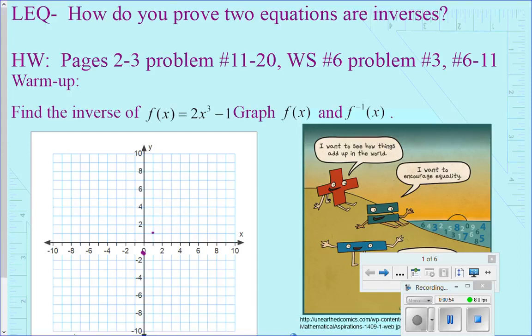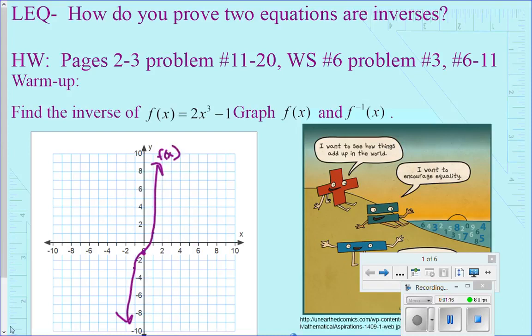Let's get one more point. How about negative 1 cubed is negative 1, times 2 is negative 2. Negative 2 minus 1 is negative 3, so negative 1, negative 3 right there. Now I have enough points that I can draw in my cubic. So that's the original f of x.